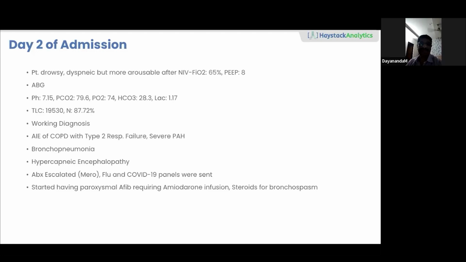A working diagnosis of acute infective exacerbation of COPD with type 2 respiratory failure and severe PAH was made, along with bronchopneumonia and hypercapnic encephalopathy. Antibiotics were escalated to meropenem, and flu and COVID-19 panels were sent. She started having paroxysmal atrial fibrillation, requiring amiodarone infusions, and steroids for the bronchospasm.